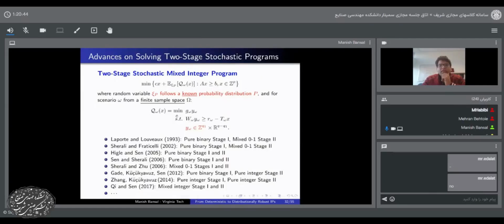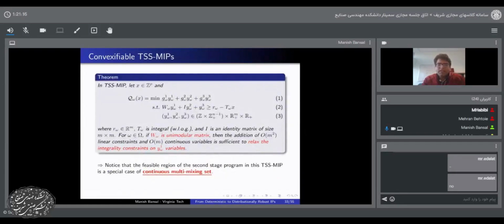This work started with the assumption that we know the probability distribution, which is why I'm referring to it as two-stage stochastic mixed integer programs, with a finite sample space, meaning the number of scenarios is finite. In this setting, various algorithms have been known in the literature for different frameworks, starting from Laporte and Louveaux, depending on whether you are considering binary, mixed integer, or integer variables in the first and second stage. So we said, let's look at some structured problems in the second stage and see how we can convexify the second-stage problems.